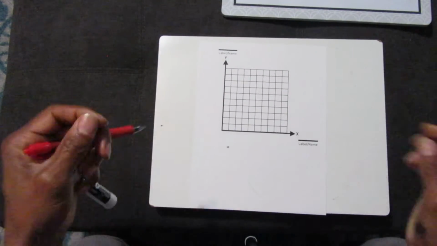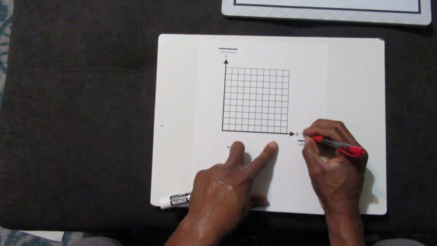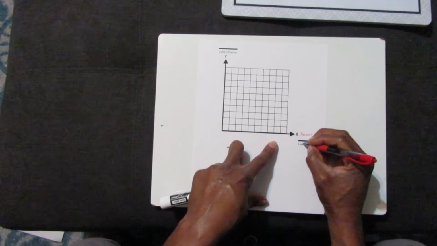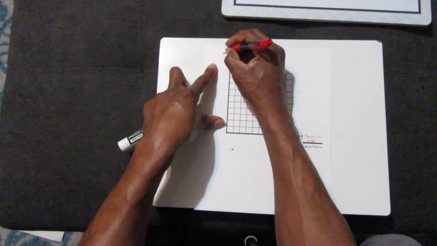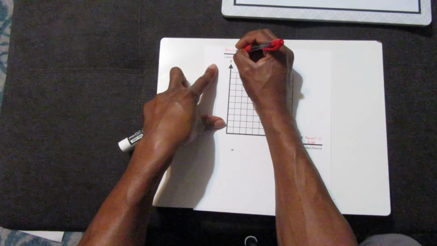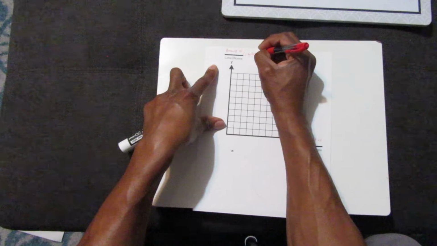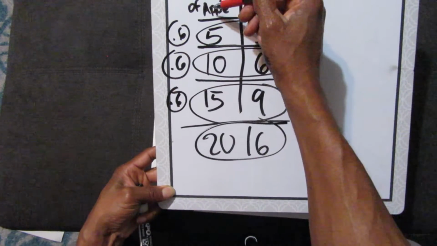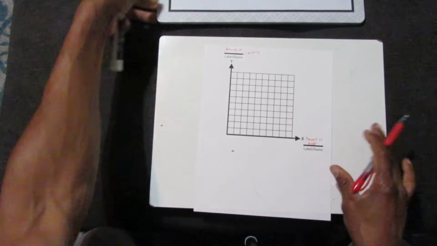What I'm going to do with this quadrant is, remember we said X and Y. So I'm going to put for X, amount of what? Apple. For my Y, amount of what? My cranberry. So my X, my amount of apple. My Y, my amount of cranberry. So see it right there.